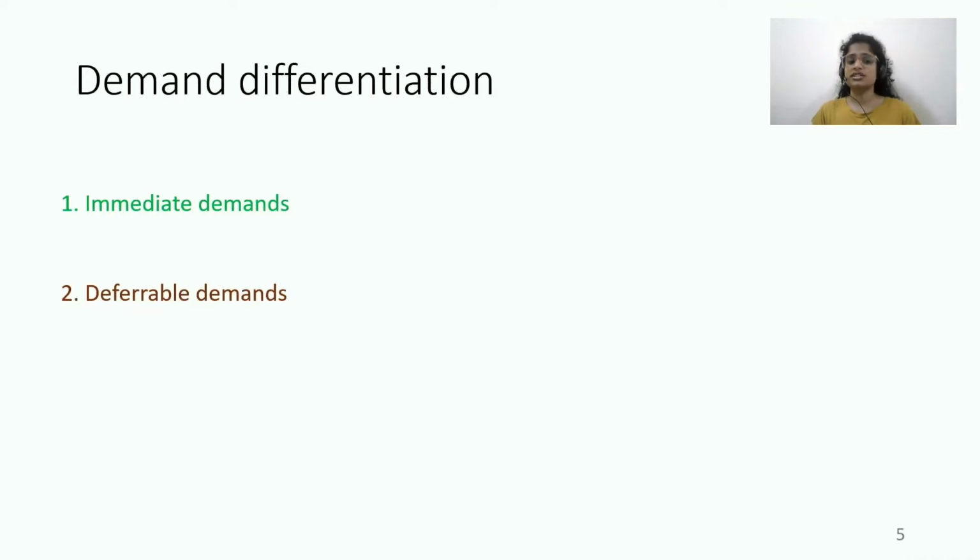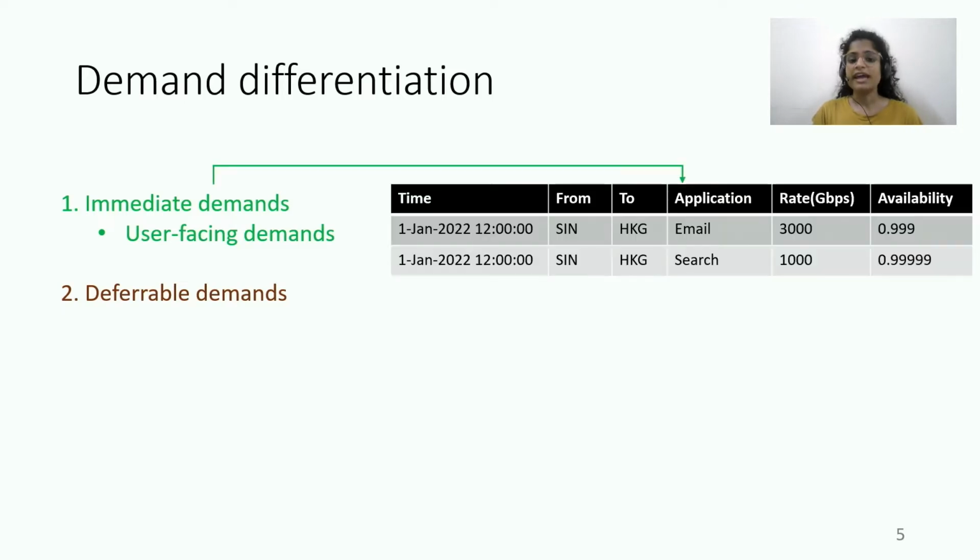Now, what are these richer signals that the application can share with the network provider? We discuss this in the context of Substrate Data Engine, which is used widely by Microsoft services. We identify two broad categories of demands: immediate demands and deferrable demands. These categories also generalize across other applications, as we have seen in the existing work. Immediate demands are user-facing demands, such as this video call that we are currently having, and can be specified in terms of rate. Deferrable demands are a subpart of background demands, which can be deferred until a deadline.